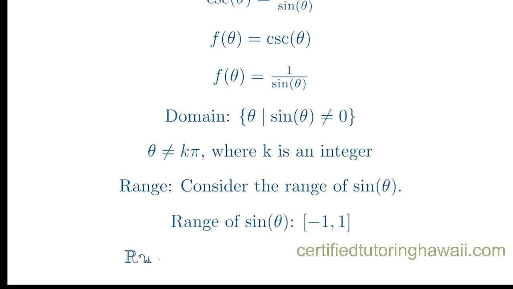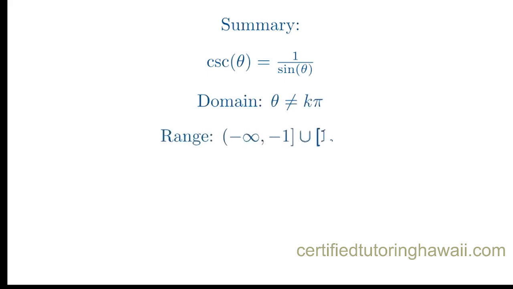So, the range of the cosecant function is the same as the secant function: all values less than or equal to -1, or greater than or equal to 1. In interval notation, this is -infinity to -1, union 1 to infinity. To recap for cosecant, csc theta is 1 over sine theta. Its domain excludes angles that are multiples of pi, and its range is identical to that of the secant function.